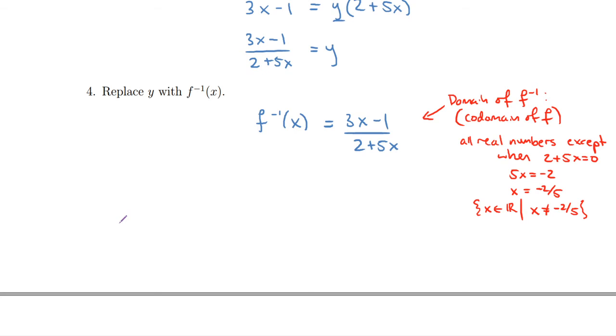So we can say that f was a function from... Up above we said the domain was real numbers where x was not equal to 3/5.